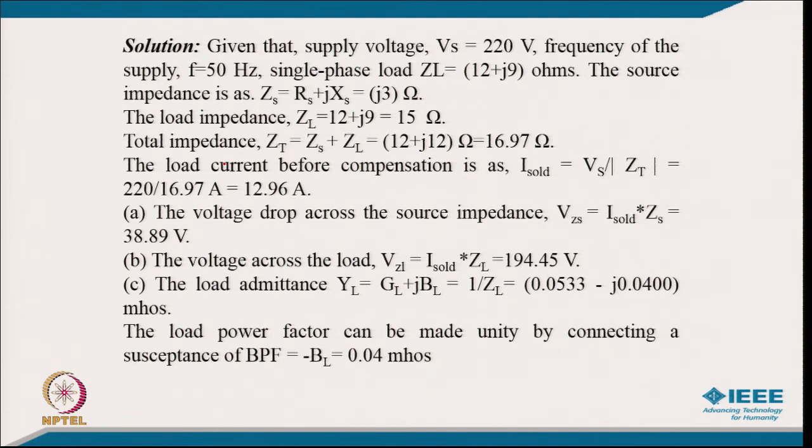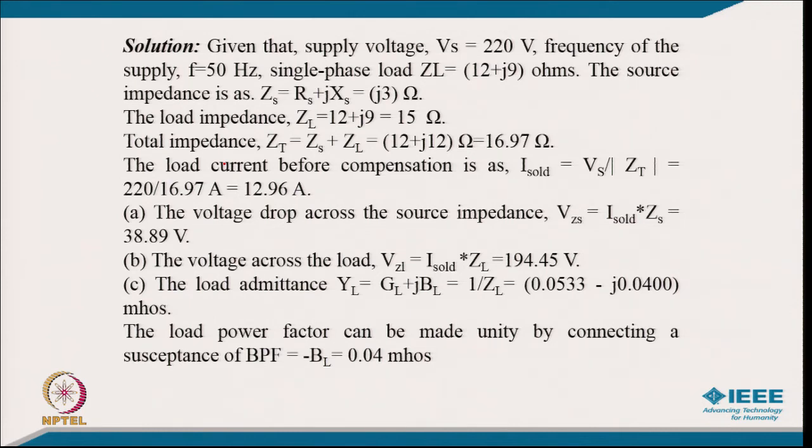So, you can find out the total impedance, that is ZS plus ZL, and you can add in typically J3 only in that. So, it becomes 12 plus J12, the total impedance of the circuit including the source impedance, and the value comes around 16.97. Now the load current before the compensation, that we call IS old, the supply current before the compensation, Vs upon ZT, the total impedance of the circuit, 220 divided by 16.97, that comes to 12.96 ampere.